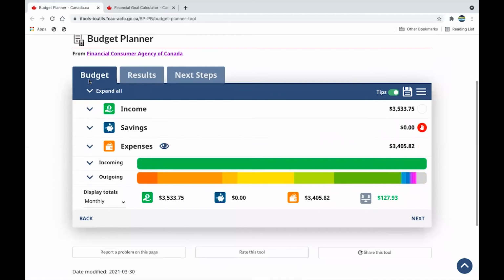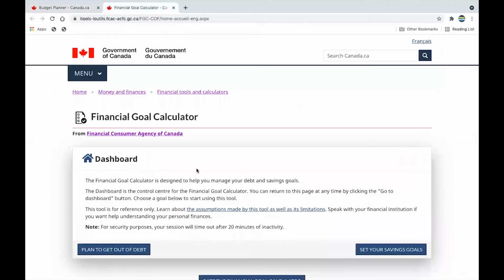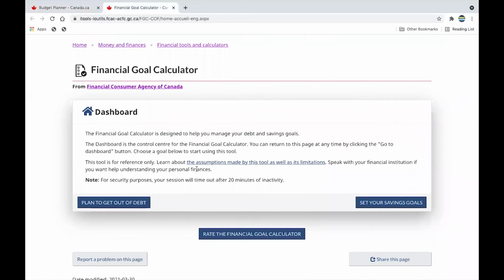So now that we have $127 remaining and our goal is to plan to pay off our debt, the next thing we do is we are going to use our financial goal calculator. As you can see here, it says plan to get out of debt, and we're going to click on that button.